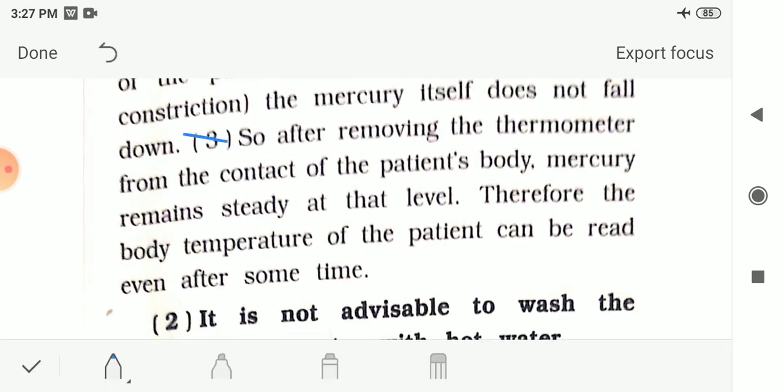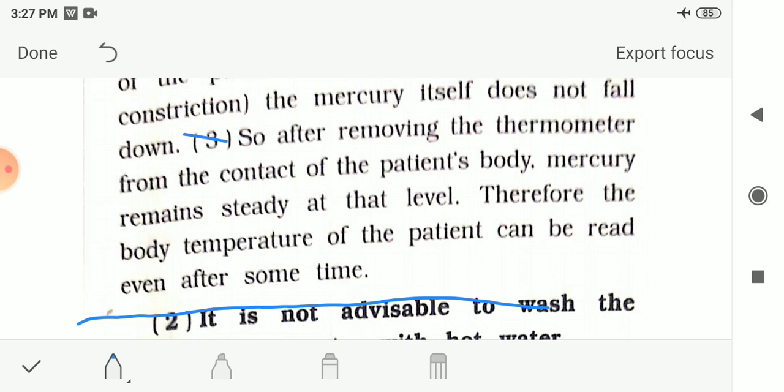After removing the thermometer from the contact of the patient's body, mercury remains steady at that level. Because of the kink, the mercury level does not fall down, and therefore the body temperature of the patient can be read even after some time, even after we remove it from the contact of the patient's body. So for this, the kink or constriction is present near the mercury bulb in the capillary tube of the clinical thermometer.